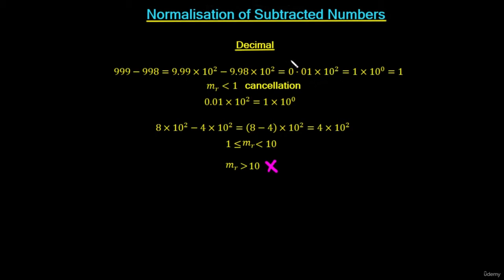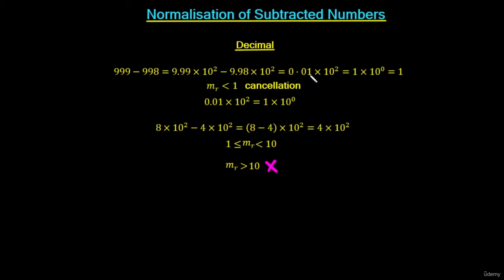Now the answer here is less than 1. So the mantissa for the result, which is this number here, is less than 1. It's less than 1 because these numbers are very close together, and the closer they are together, the smaller this number becomes. But we don't want the number to be in this format. We want it to be normalised. That is, in the decimal system, we want the result to be greater than or equal to 1 and less than 10. So how are we going to get this number so that it's greater than or equal to 1 and less than 10?